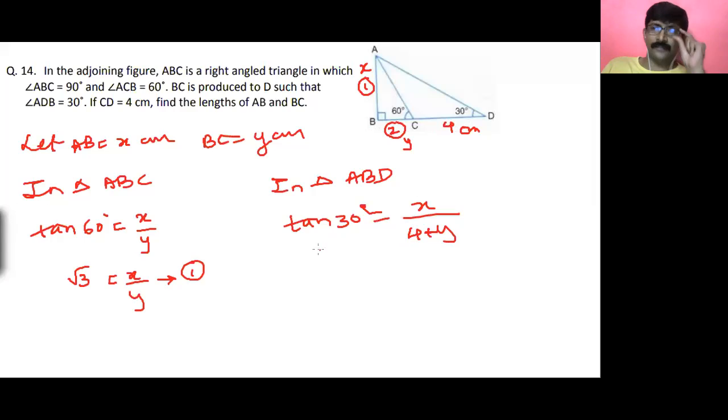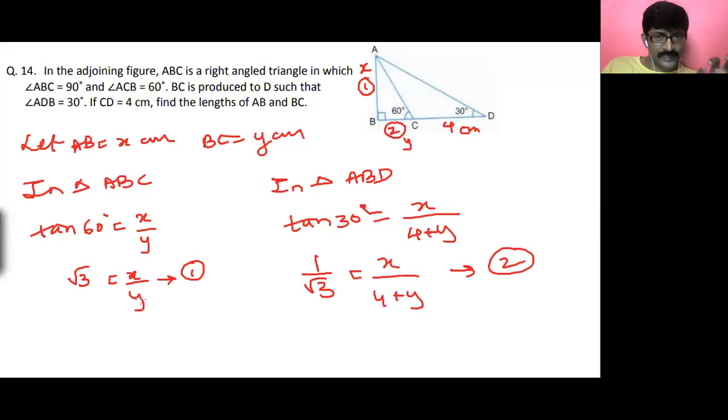So now what is tan 30? You'll have to remember that tan 30 is 1 by √3, which is equal to x upon 4 plus y. And now this is equation number 2. So students, यहाँ पर क्या कर सकते हैं, देखो अगर हमको AB ढूंढना है, that means x ढूंढना है, then I'll just substitute x is equal to √3y. How I got this: ये y यहाँ पर चला जाएगा तो x की वैल्यू मिल जाएगी, तो x मैं यहाँ पर √3y लगा सकता हूँ.